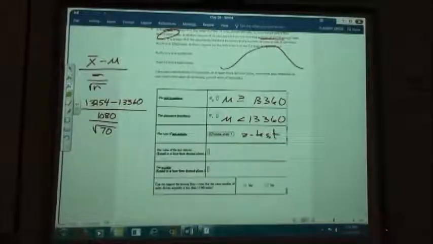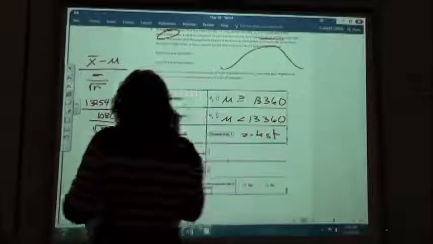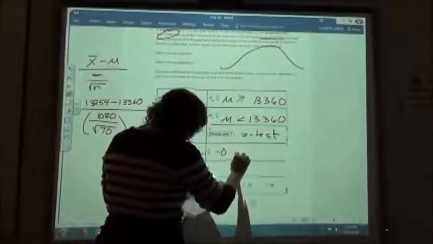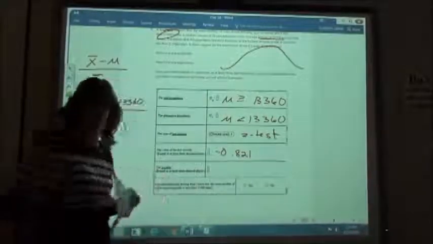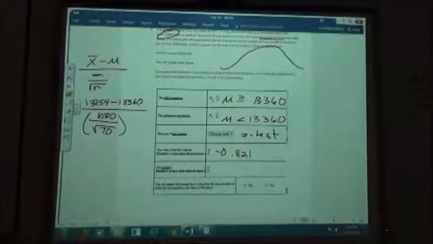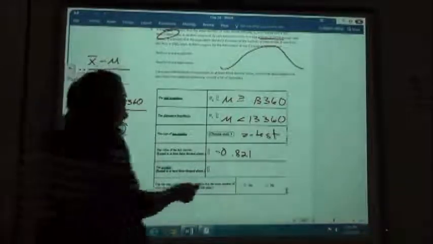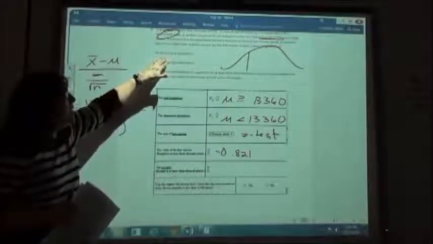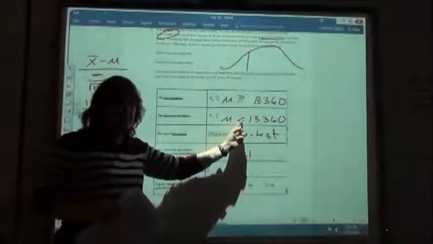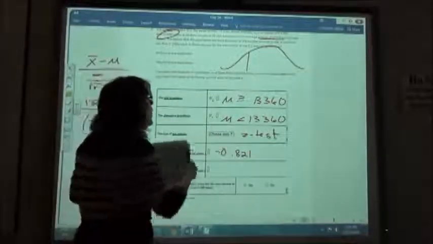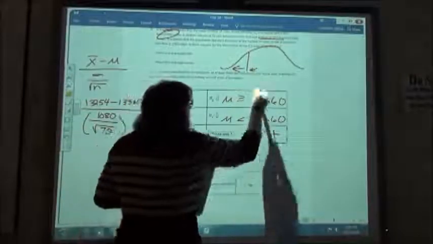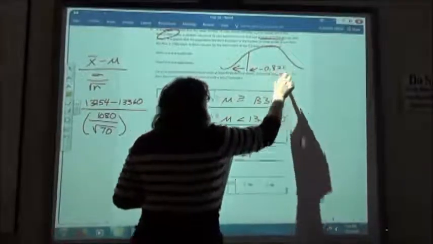That's the number we should be getting. So yeah, we'd have to put parentheses around that bottom part so it knows that all this is together. So we got negative 0.821. On this one, we're doing a left-tailed test. Since this is a less than, we're checking this section right here, and that's why this ended up being a negative value, negative 0.821.